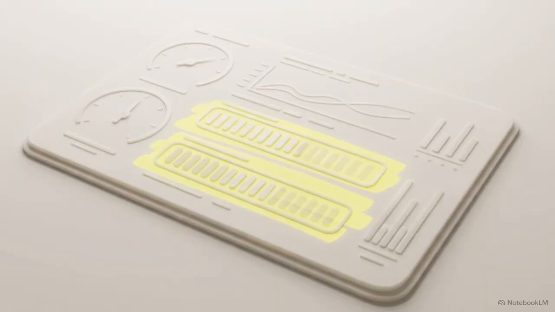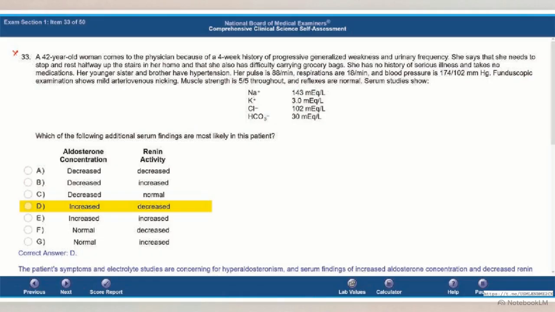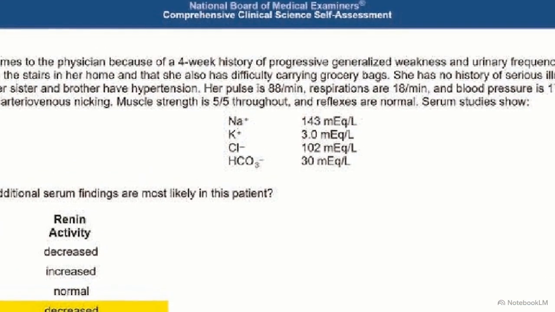The initial screening metric for this state is an aldosterone to renin ratio greater than 20, alongside an absolute plasma aldosterone concentration above 15 nanograms per deciliter. This clinical vignette shows a 42-year-old woman presenting with severe muscle weakness and a blood pressure of 174/102. Her lab values confirm the expected electrolyte derangements: a potassium of 3.0 milliequivalents per liter and a bicarbonate of 30.